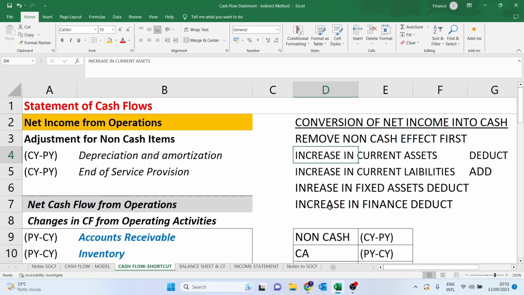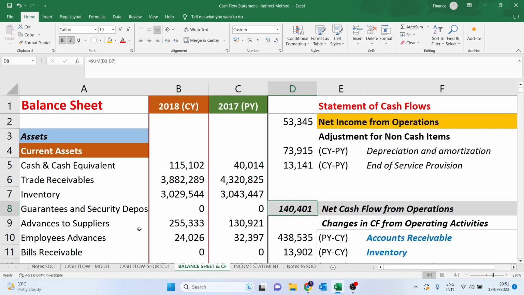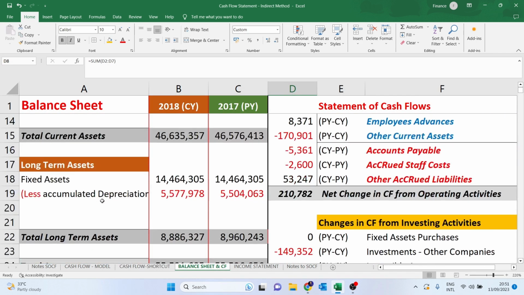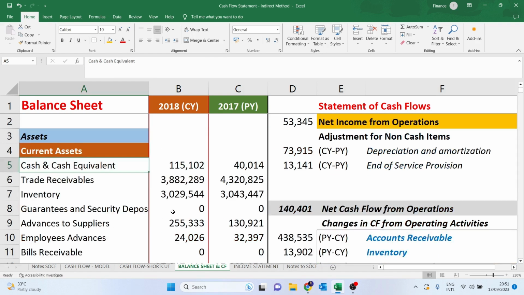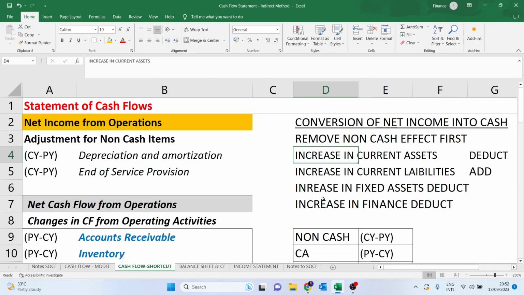And the second one, you check your balance sheet. Each and every item in the balance sheet other than cash and retained earnings or net income should be included in the cash flow. The first thing in the balance sheet will be current assets. Any increase in current assets you deduct during preparation of the cash flow statement. Any increase you deduct that amount, and vice versa: any decrease you add.